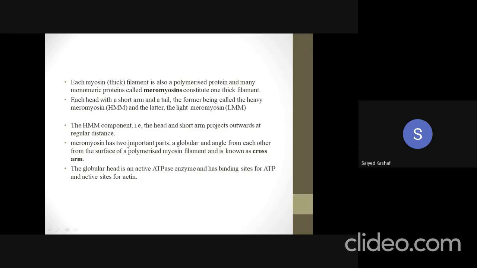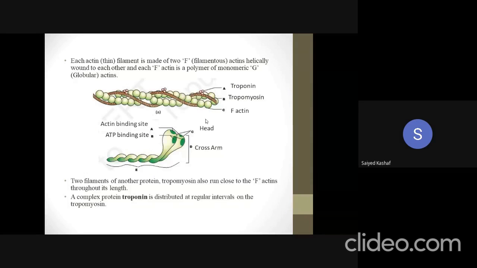Okay. So this heavy meromyosin component, that is the head and the short arm, projects outward at regular distance. And this meromyosin has 2 important components that are globular and angled from each other, and the surface of this polymerized myosin filament is known as the cross arm. This cross arm attaches with the actin filament. And the globular head contains 2 sites. One is the ATP binding site and another one is the actin binding site. Here, 2 sites, ATP binding site and actin binding site.